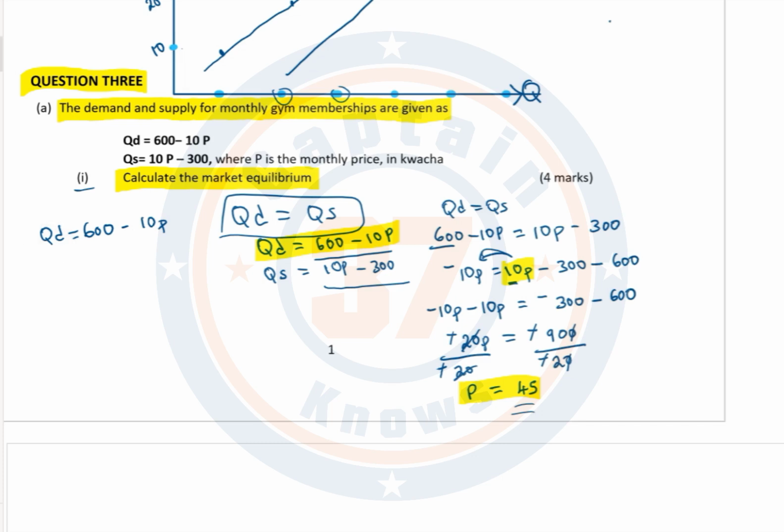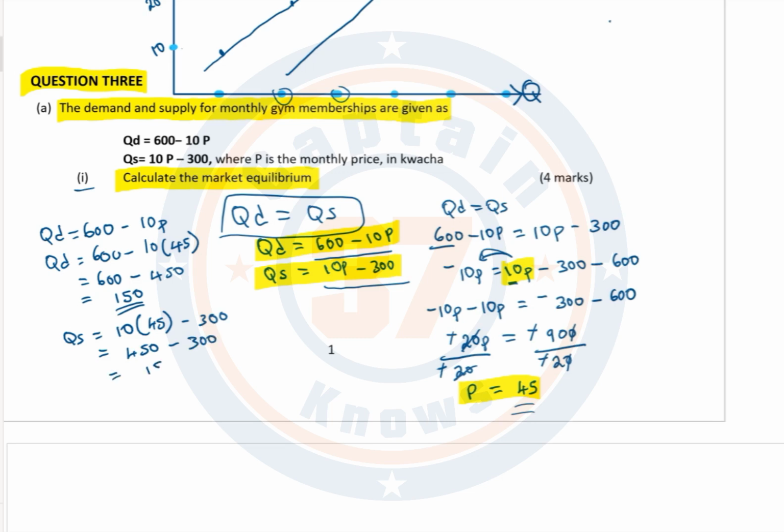So let me just rewrite this. QD is equal to 600 minus 10 times 45, because p is equal to 45. So it's going to be equal to 600 minus 450, and this gives us 150. You can use the second formula, just to make sure that you're correct with what you're doing. So quantity supplied is equal to 10p, the p being 45, minus 300. This gives us 450 minus 300, and this is 150.